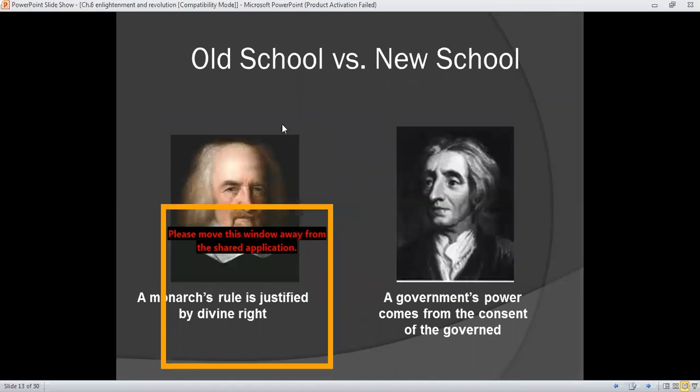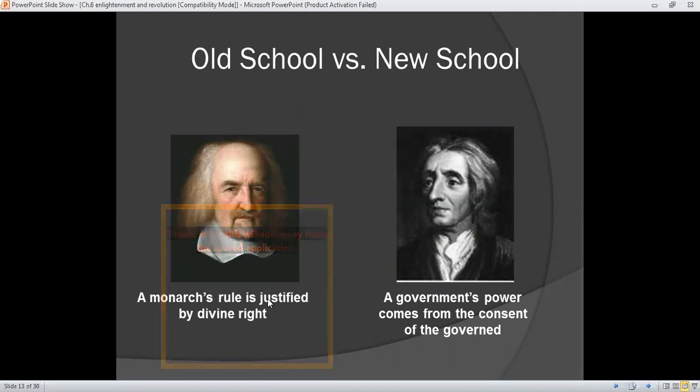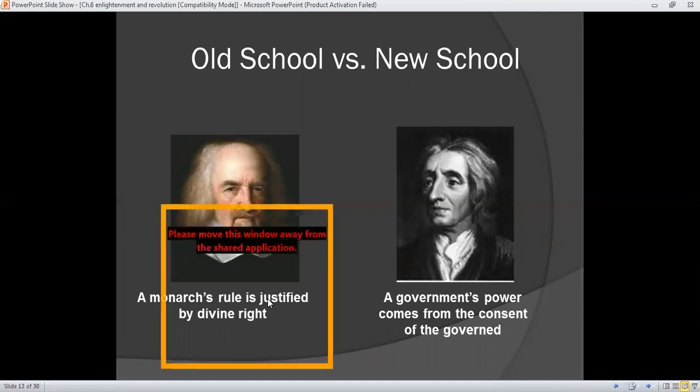Now, the old school, which was before the Enlightenment, held that the monarch's rule is justified by divine right. What a monarch said is correct. What a king or queen says should be followed without any questioning. This was old school. The new school that came during or after the Enlightenment stated that the government's power comes from the consent of the governed, which means the people.